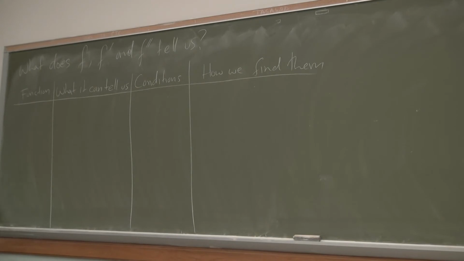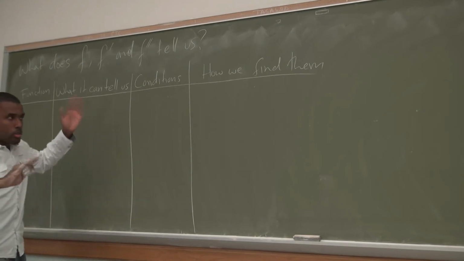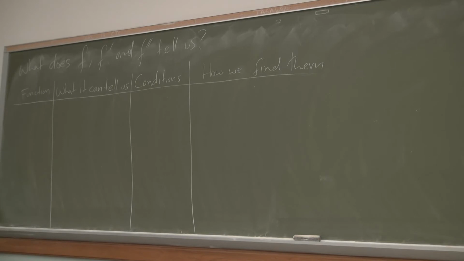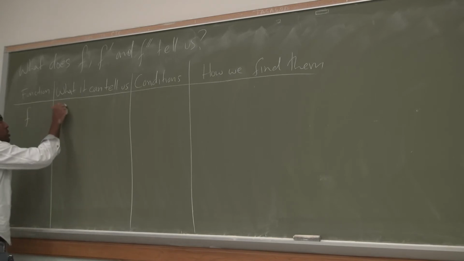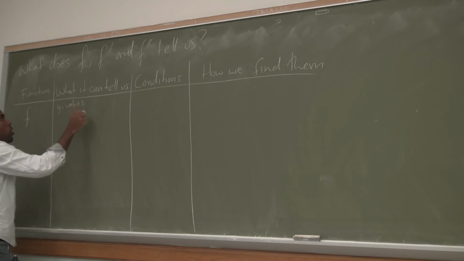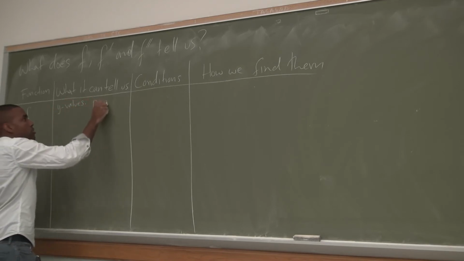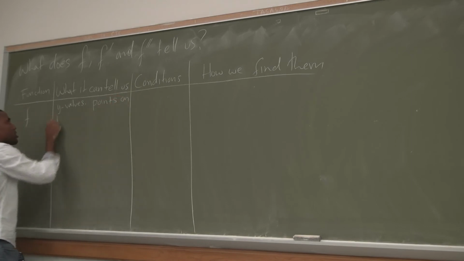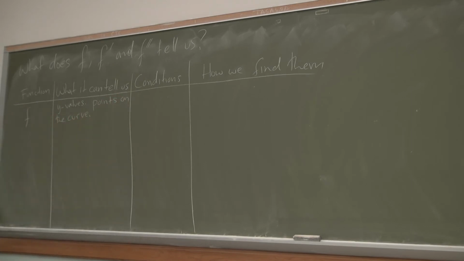I'm talking about a function f. We're going to assume it's differentiable and continuous for the moment. Let's say we're just dealing with nice functions here. Okay, what does the original function tell you? What does f tell you? Y values, right? Or points on the curve itself. The original graph. What are the points on the graph itself, right?